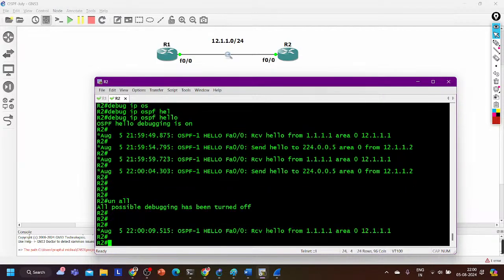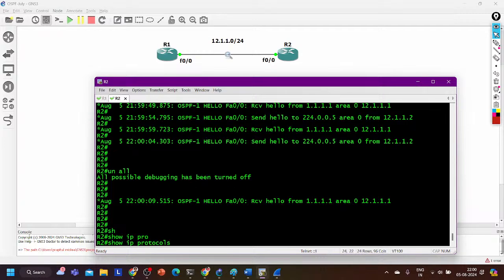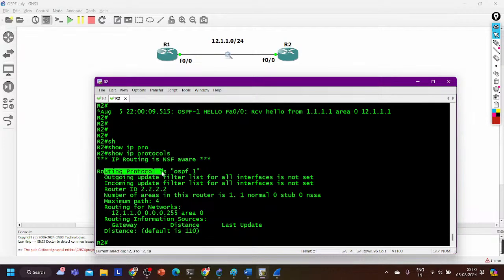Why neighborship is down? You are going to run command show IP protocol to verify the OSPF configuration. Routing protocol is OSPF 1. There is no any filtering. That is fine. Router ID is also unique. Number of areas in this router is only 1. Maximum path 4. That is fine. We are doing routing for 12 network. By default, distance of OSPF is 110. I'm not able to see the MTU information here, right?